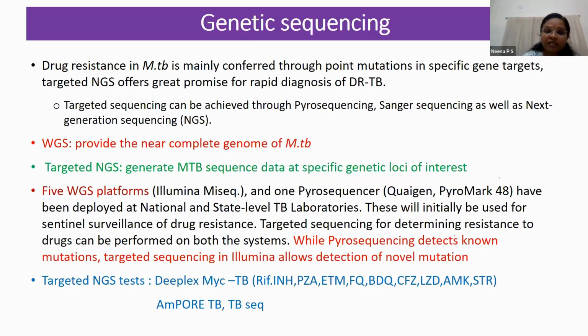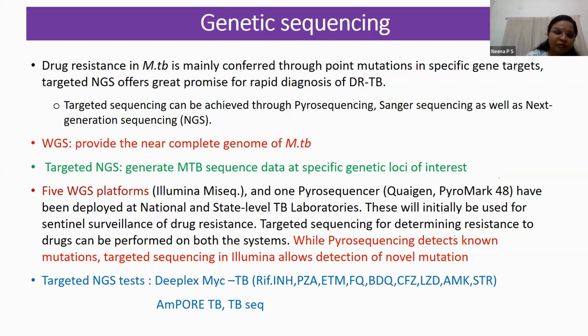At times you might have seen that the patient is not responding to the usual line of management, and your culture result, line probe assay and NAT reports all come as sensitive. In that scenario, it is a difficult situation. After assessing and ruling out all the causes of failure, you may have to resort to other tests, maybe genetic sequencing. Right now, this is available only at NIRT Chennai in our government system. There are basically two types of sequencing. One is WGS, whole genome sequencing, where you can know the complete genome of Mycobacterium tuberculosis. And there is targeted NGS, where you can know specific genetic loci.